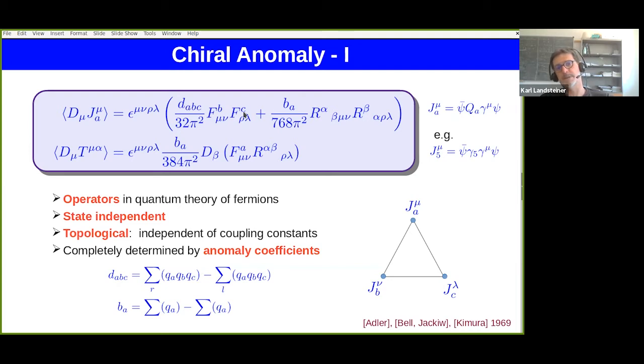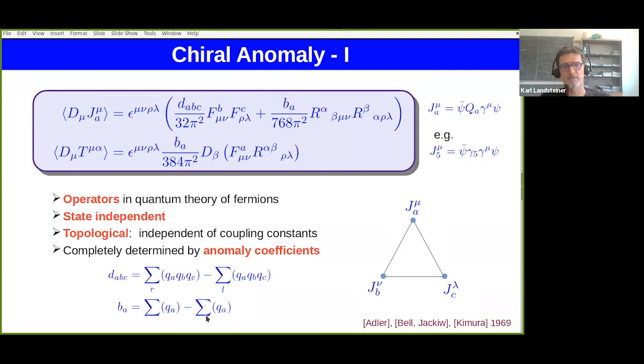So this is the usual anomaly, and there's a second form of anomaly. The first one is the famous Adler-Bell-Jackiw anomaly. But already in 1969, in the same year, Kimura wrote a somewhat less known paper where he showed that there's a second form of anomaly where you take one current and two energy-momentum tensors. The natural gauge field they couple to is the metric, and therefore, if you express this as a field strength, similar to the field strength of the gauge fields, the natural field strength is the Riemann curvature. So you find here a term which contains two Riemann curvatures. And there's also an anomaly coefficient, b_A, which this time is simply the sum over the charges of the right-handed fermions minus the charges of the left-handed fermions.